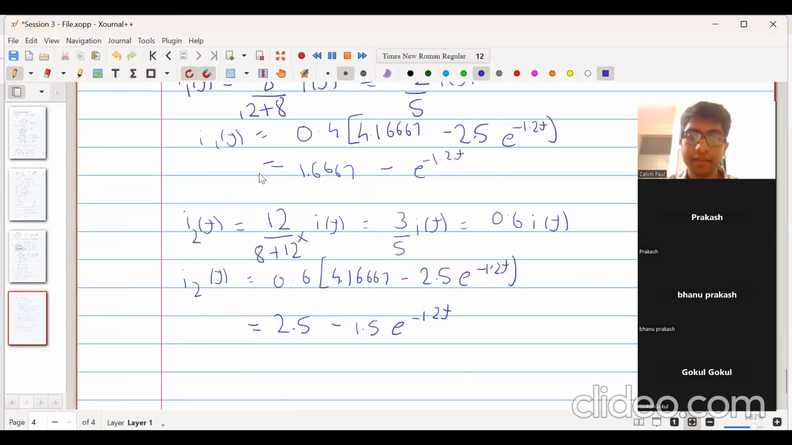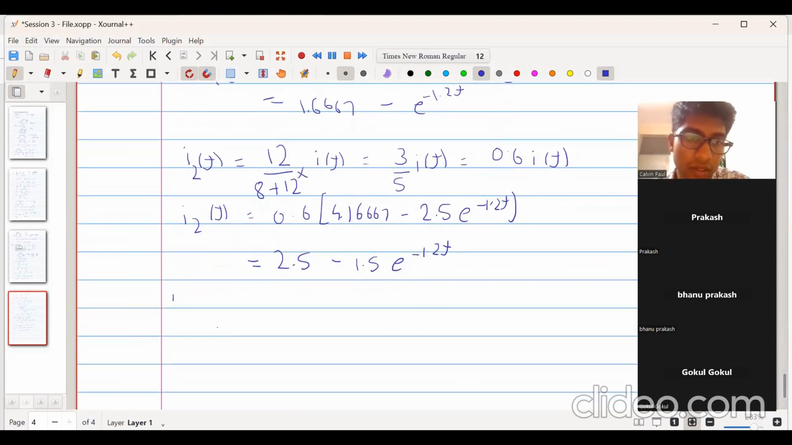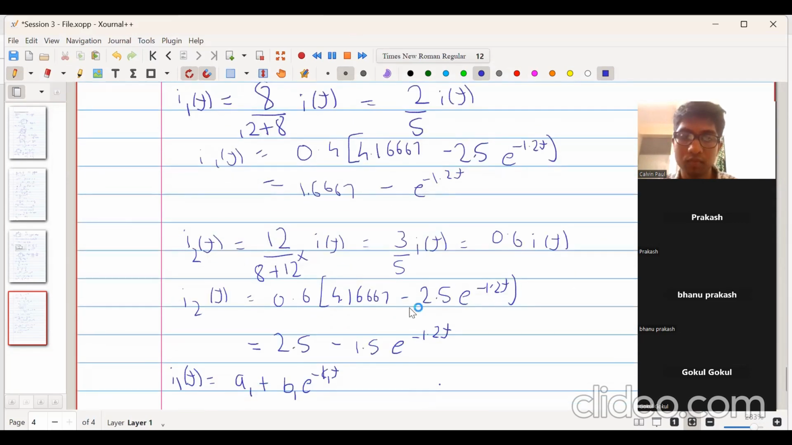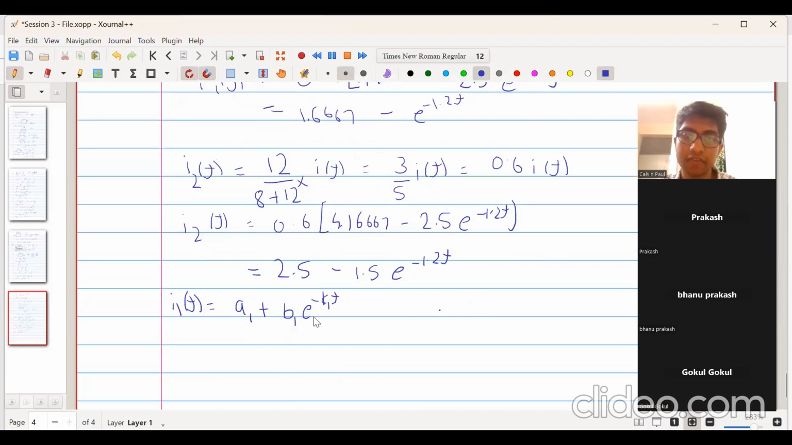So now we have to find I1 of t in terms of A1, B1 and K1. So I1 of t is equal to A1 plus B1 into e to the power minus K1 into t. Here A1 will be 1.667, B1 will be equal to minus 1, and K1 will be equal to 1.2. So any doubts in that?